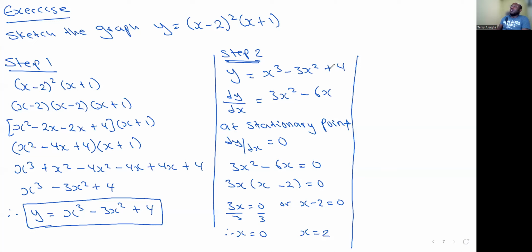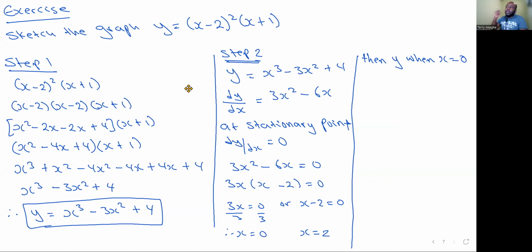All right. So we've gotten the x, right? So now we need to get the y, because for a stationary point, you need to have both the x and y. All right. So we'll start with the first one. When x is equal to 0, what will be the corresponding value for y?